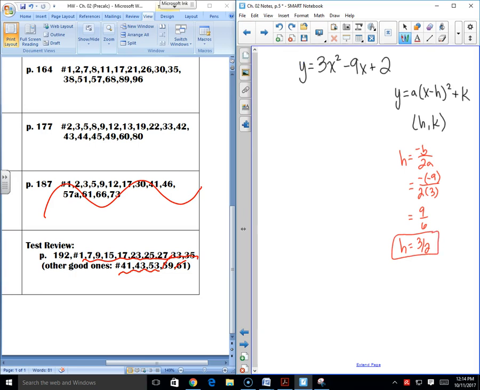How would you have to find k if you're using the formula way? You'd have to plug back in and say y is equal to, which is the same thing as k, 3/2 squared minus 9 times 3/2 plus 2. Does negative b over 2a work all the time when you want to find the vertex? Yes, the struggle is this plugging in can mess up a lot of people, but it does always work, just go carefully.